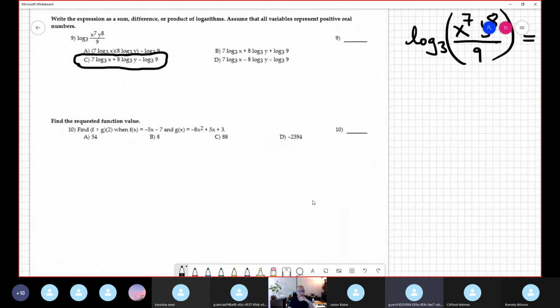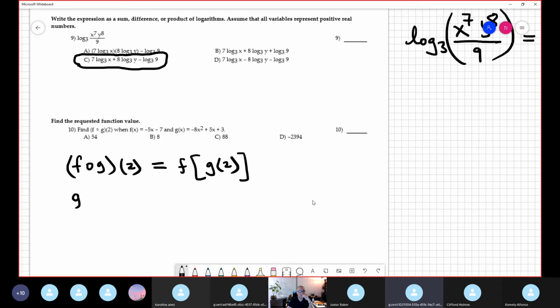Number 10 is composition. Composition is always confusing, but no, because it's f composition g. Evaluate at 2. This is equivalent to saying you evaluate first the innermost function, which is g. You plug it into g, and this result you plug into f. So g evaluated at 2. Well, g is minus 8x squared plus 5x plus 3, and you evaluate at 2.